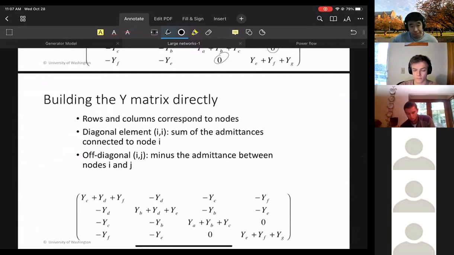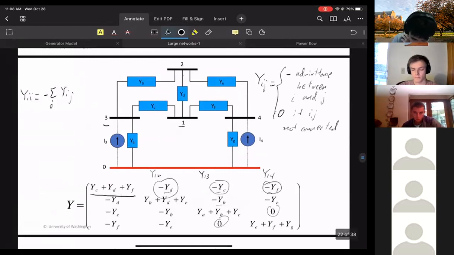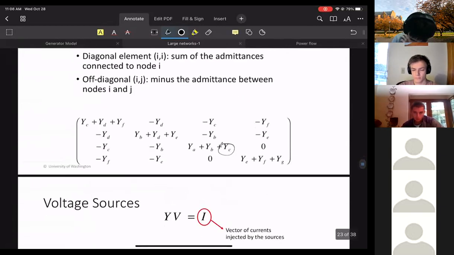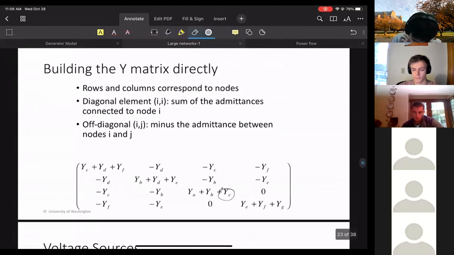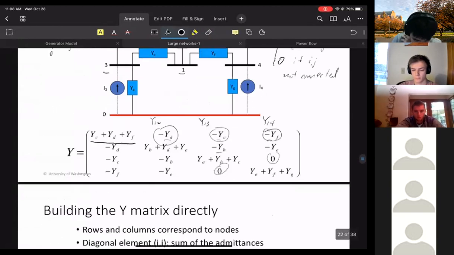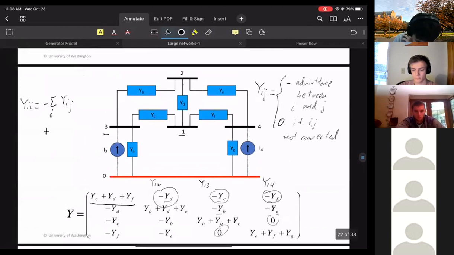Professor? Yeah, go ahead. Can you talk about Y33, how it gets A, B, and C? Oh, A, B, and C, okay, good question. So let me be more clear. The diagonal is this plus the admittance to ground, to the reference bus. Good question.